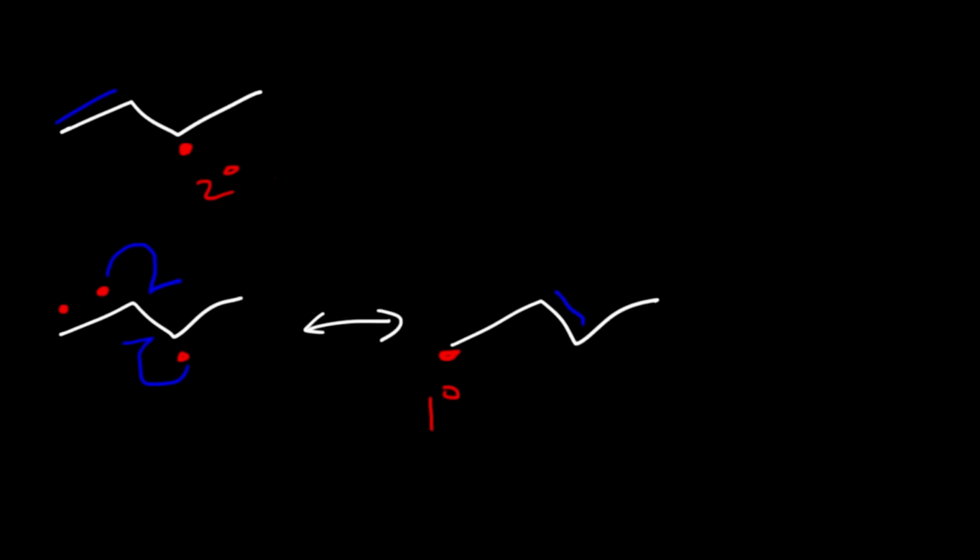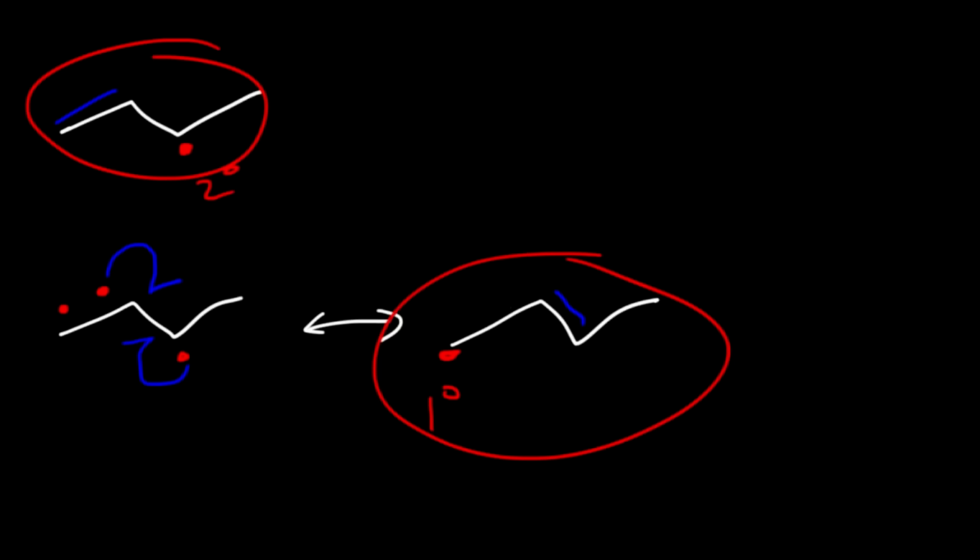Which of these 2 resonance contributors is more stable? Which one contributes more to the resonance hybrid? The one that's more stable is the secondary radical. Secondary radicals are more stable than primary radicals. So if you ever get a question asking which one is the major resonance contributor, it's simply the resonance form that's more stable.